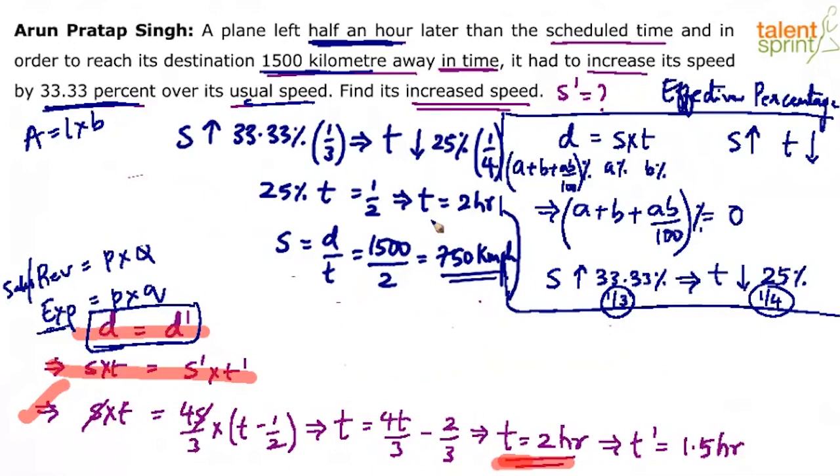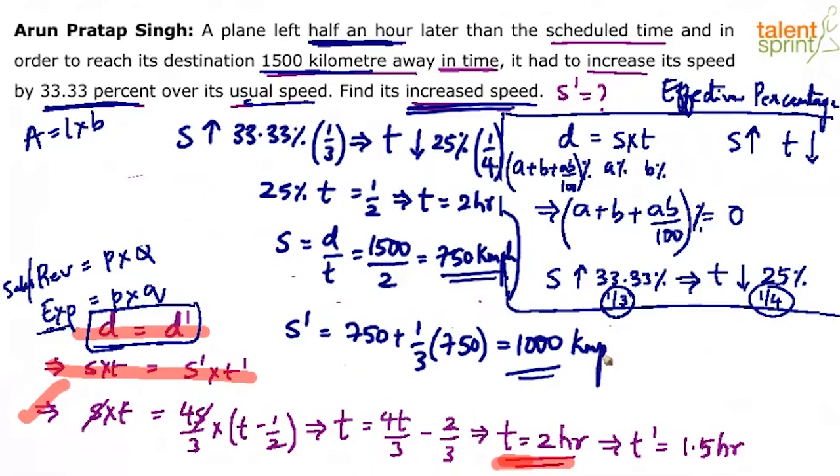That's it. Once you get the original speed, find the... I mean, the question can be anything. Here he's asked us to find out the increased speed. Maybe he'll ask you to find out the original speed. Original speed 750. How much is the increased speed? S dash. Increased speed is original speed plus 1/3 of original speed, 33.33%, right? 750, which comes out to be 1000.